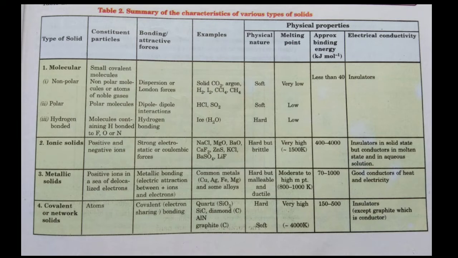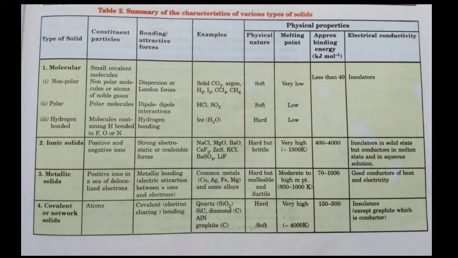As you can see on the screen, I'll be explaining you briefly. So the first one is the molecular solids, which is further classified into three types, that is non-polar, polar and hydrogen bonded. Non-polar solids are those solids which are held together by dispersion or London force. They are weak forces. Examples like solid carbon dioxide, argon, hydrogen molecule, iodine molecule, carbon tetrachloride and methane.